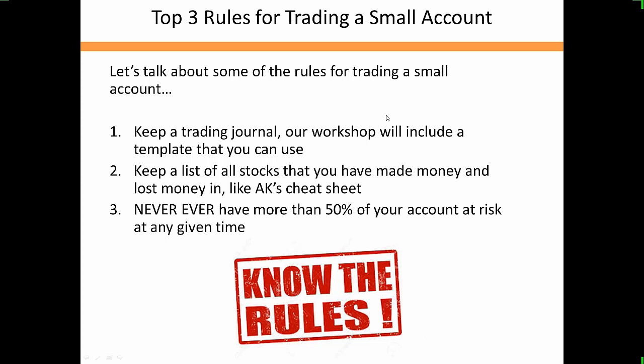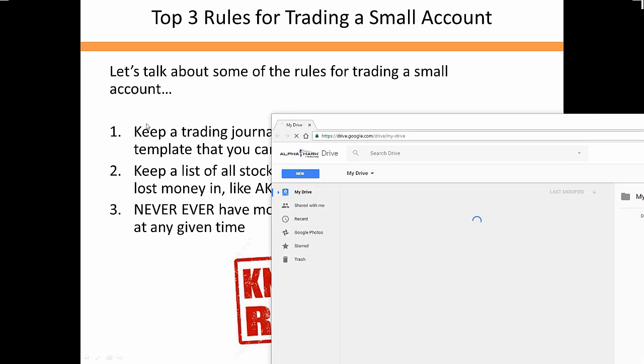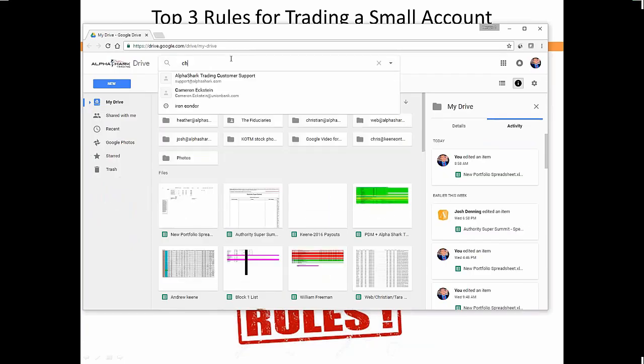So top 3 rules for trading a small account. Let's talk about some rules for trading a small account. Number 1, keeping a journal. We're going to send you a worksheet, and we'll include a template of this journal. Number 2, keep a list of stocks that you make money and you lose money on. Okay? When you guys sign up for the boot camp, we will give you this list of my stocks 100% free. And I'll kind of show you what it looks like here.